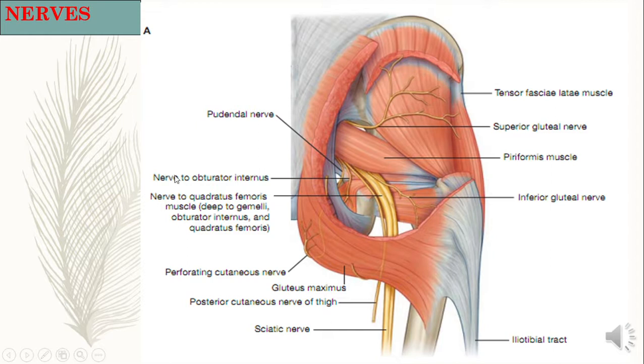Nerve to obturator internus also supplies superior gemellus. We can remember this relation by SO4, superior gemellus and obturator internus, while nerve to quadratus femoris also supplies inferior gemellus. We can remember this relation as IQ, inferior gemellus and quadratus femoris. Rest of the nerves will be described with the back of the thigh.